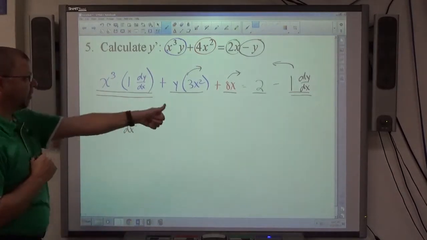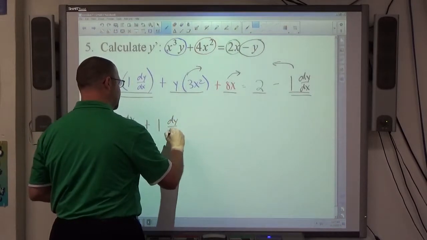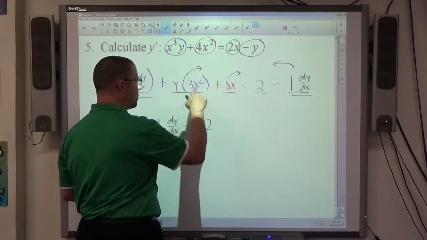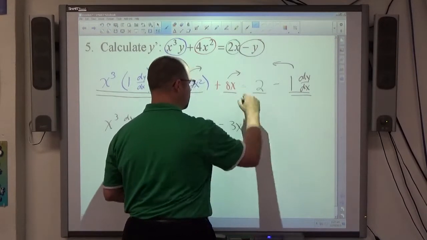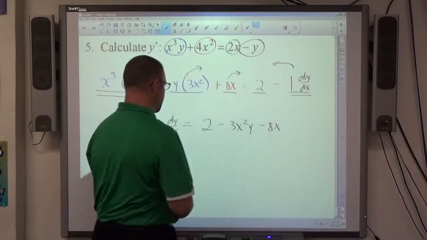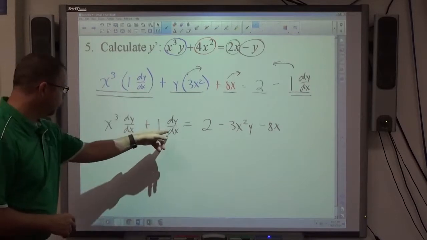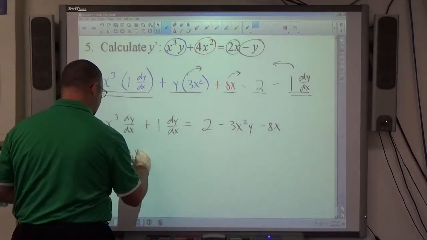That stays the same sign. The 1 dy dx moves over, so plus 1 dy dx equals, and then we have a 2 staying over there that stays positive. This moves over, it becomes negative 3x squared y, and that moves over, becomes negative 8x. What's left then is, we have multiple terms with dy dx, so I'm going to take a dy dx out of that.